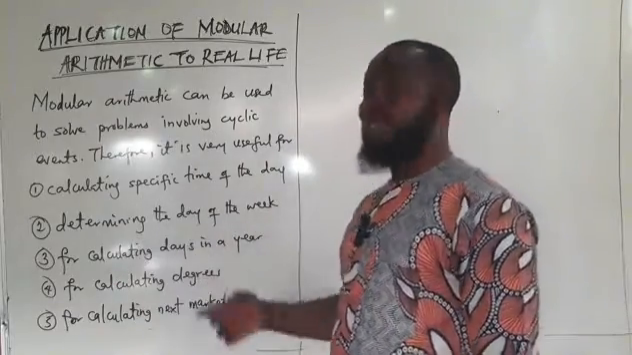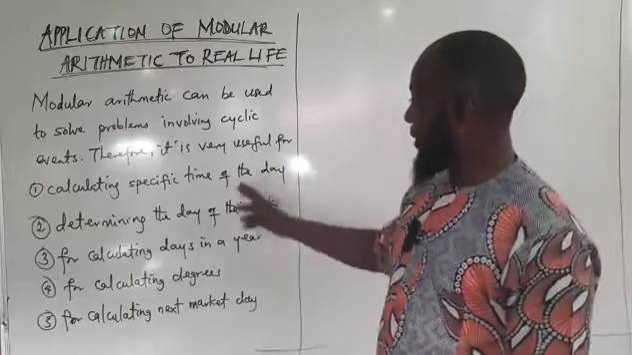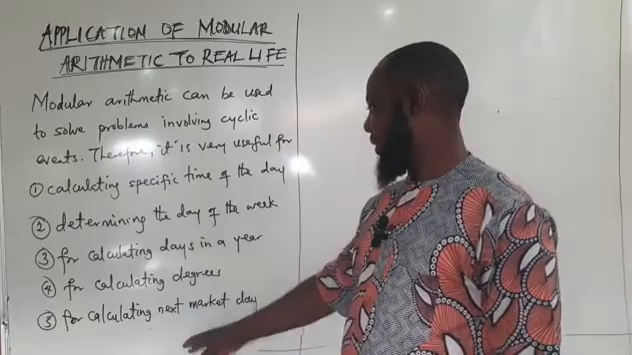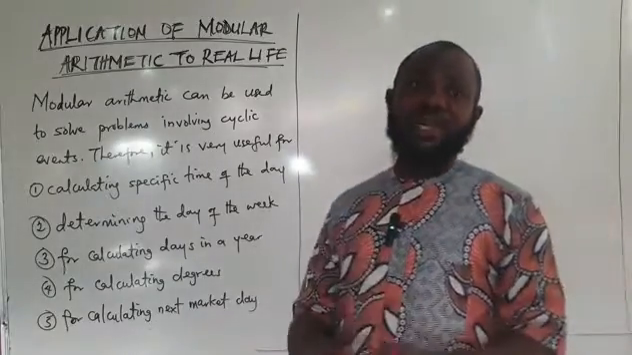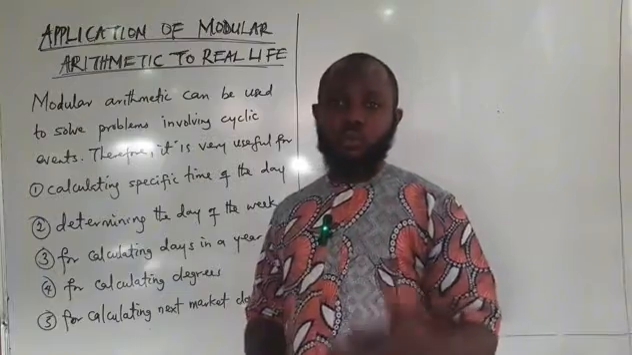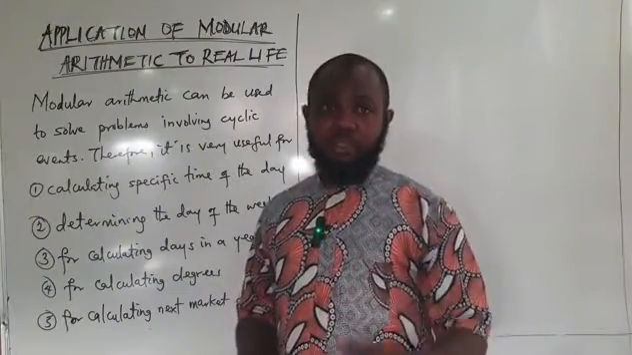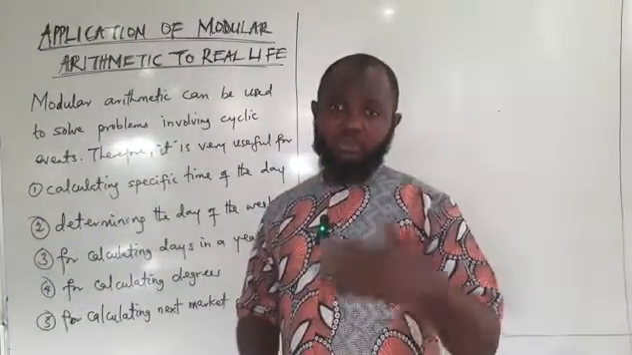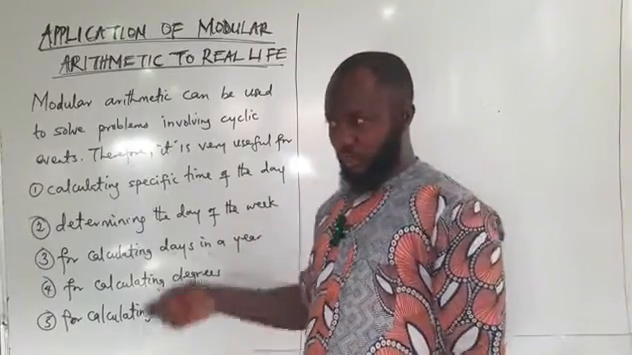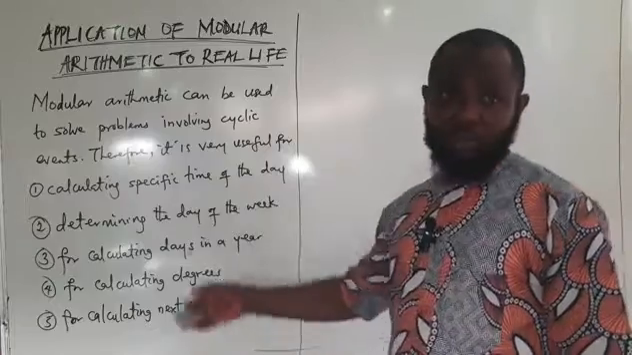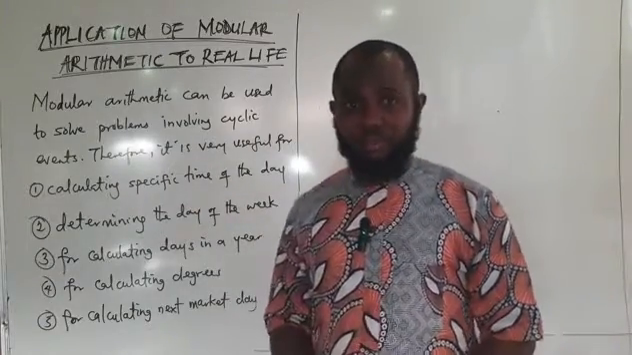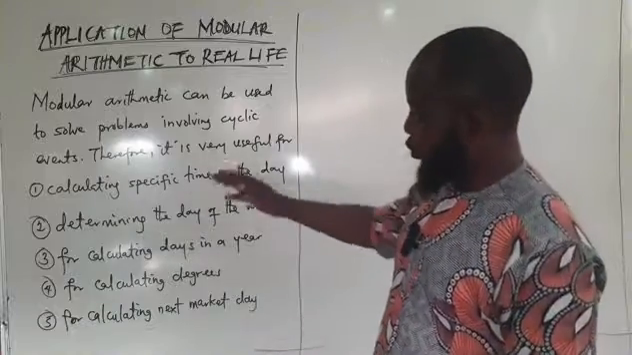Then for calculating days in a year, we're going to look at examples on everything here, for calculating degrees and for calculating the next market day. There are some markets that hold every, let's say, 3 days, some 5 days, some weekly, and so on. So we also use modular arithmetic to determine all those things. That's what we want to look at in this video. So let's look at examples on each one of them.